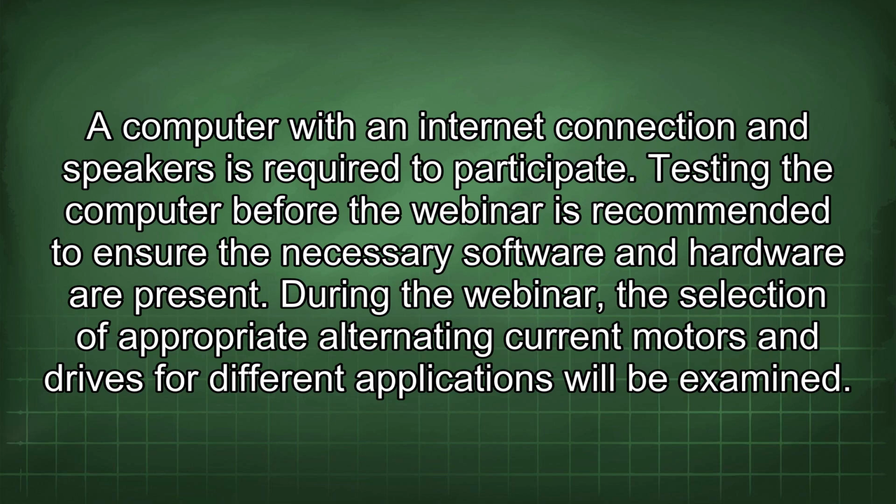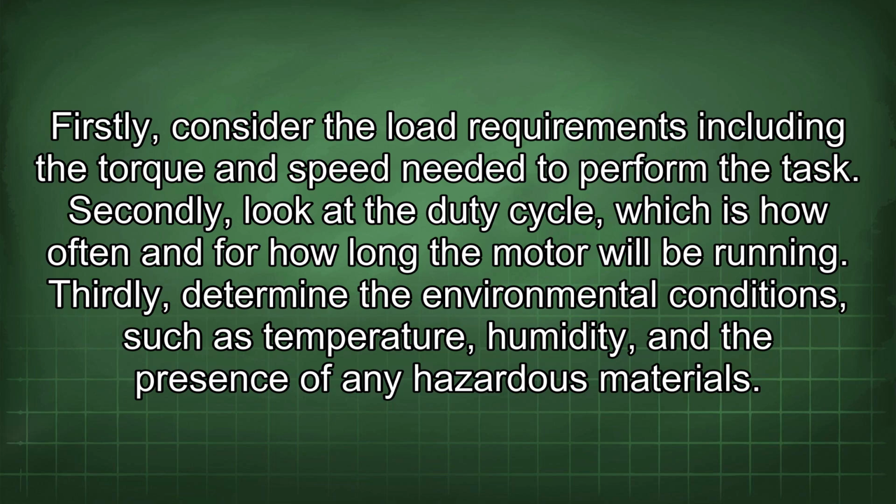During the webinar, the selection of appropriate alternating current motors and drives for different applications will be examined. Firstly, consider the load requirements including the torque and speed needed to perform the task. Secondly, look at the duty cycle, which is how often and for how long the motor will be running. Thirdly, determine the environmental conditions, such as temperature, humidity, and the presence of any hazardous materials.